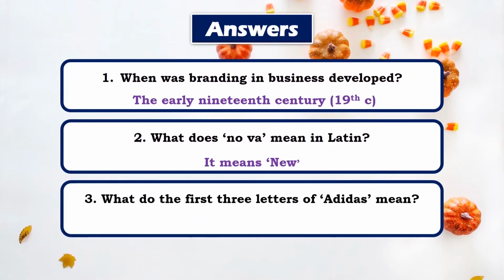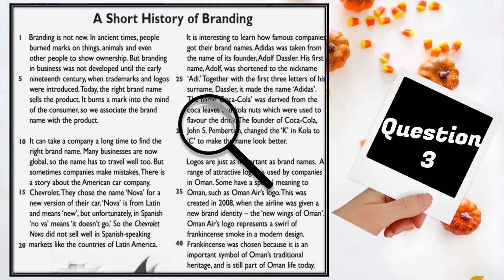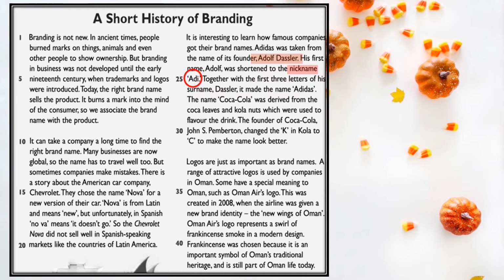Let's finish up with the last question. What do the first 3 letters of Adidas mean? The paragraph that tells us about this is certainly paragraph number 3. So the first 3 letters, as you can see, make up the short name or nickname of Adolf Dassler, the founder of Adidas.